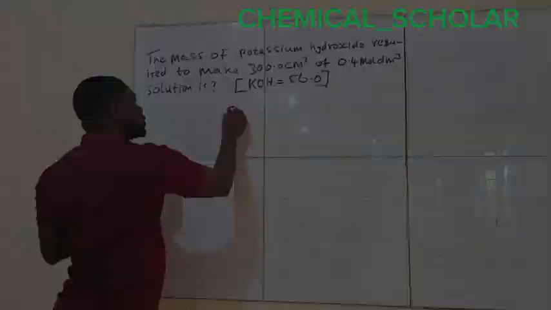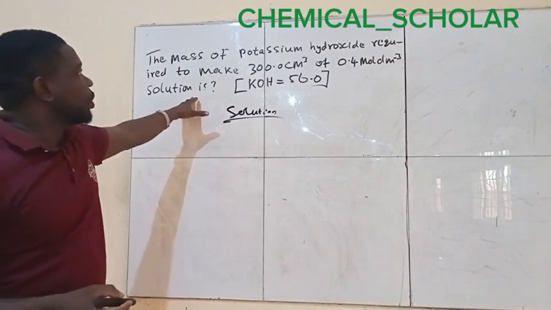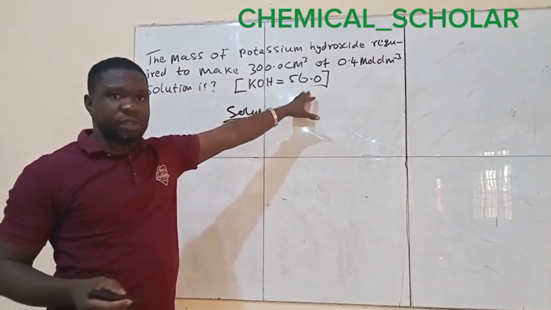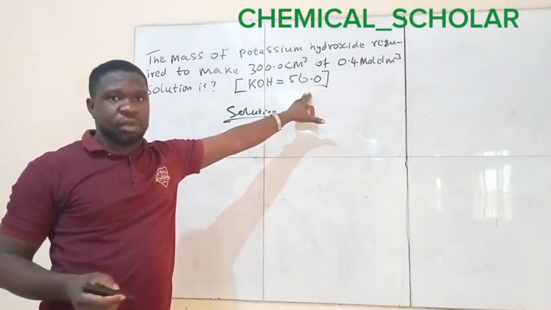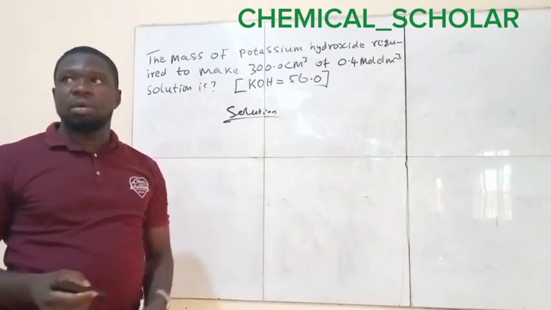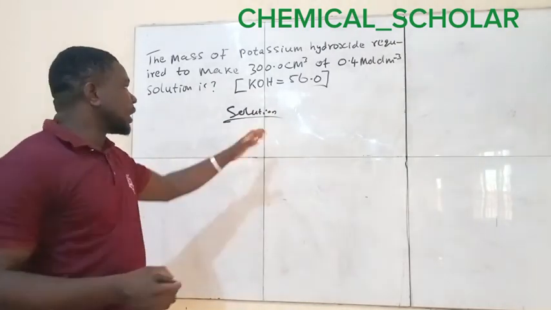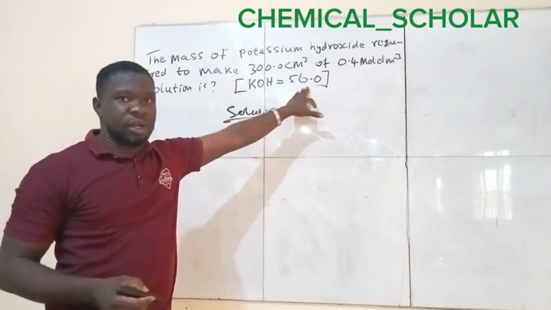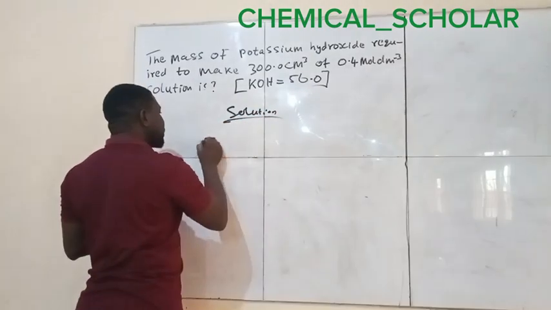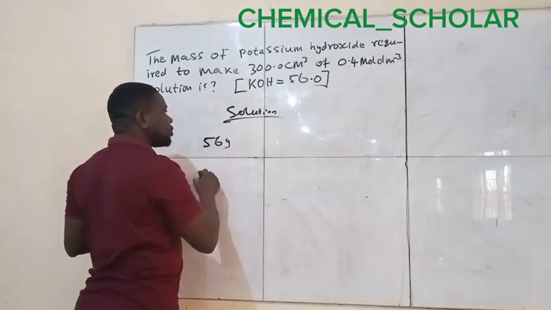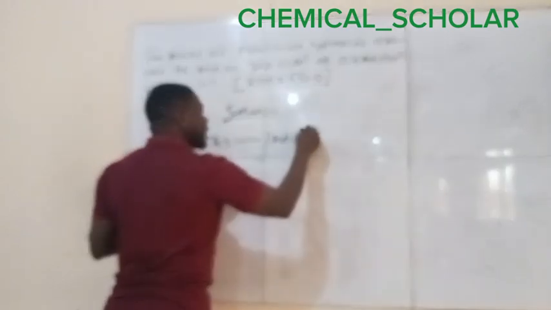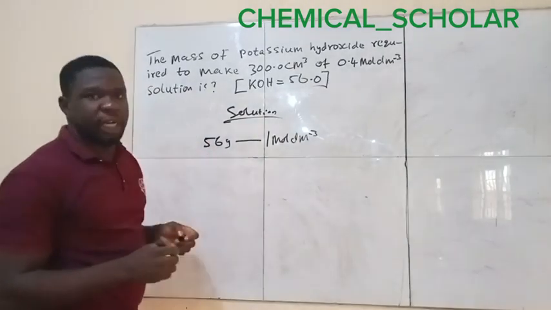First of all, if we analyze this question, you can see that the mass of potassium hydroxide is 56, which is the molar mass of the compound. So it means that 1 mole per dm³ of potassium hydroxide will contain 56 grams of potassium hydroxide. So let's write it. It means that 56 grams of potassium hydroxide is contained in 1 mole per dm³ of potassium hydroxide.